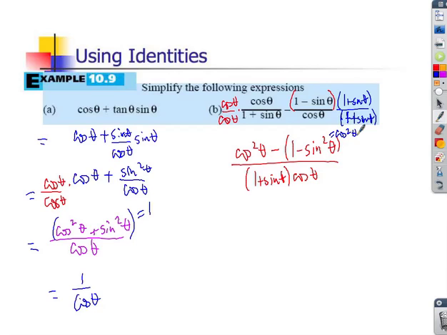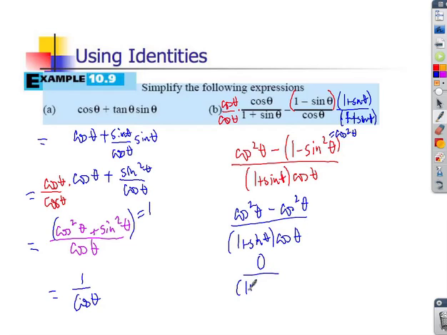So really this becomes, on top, cos squared theta minus cos squared theta all over 1 plus sine theta times cos theta. And obviously on top, cos squared theta minus cos squared theta becomes 0. So 0 over 1 plus sine theta cos theta. And that answer then, the final answer, is 0. Okay.